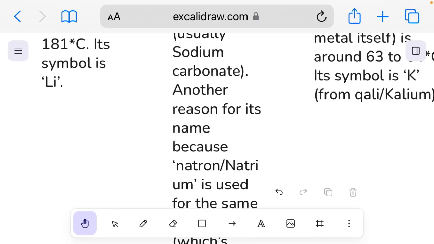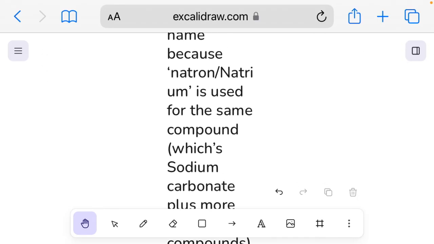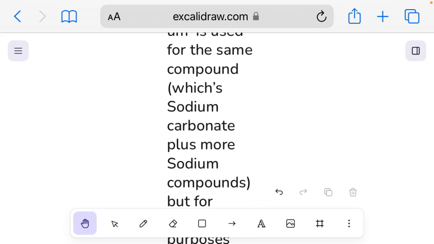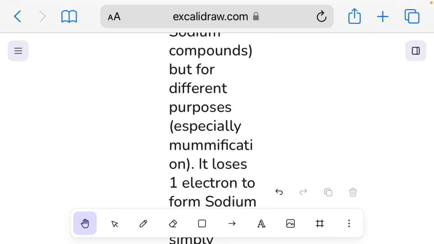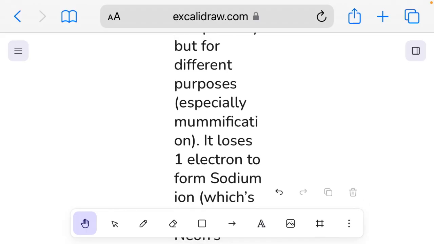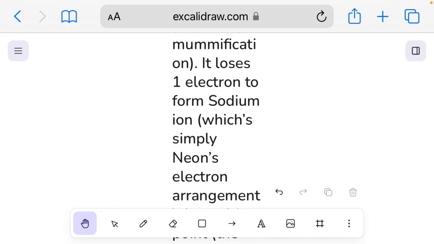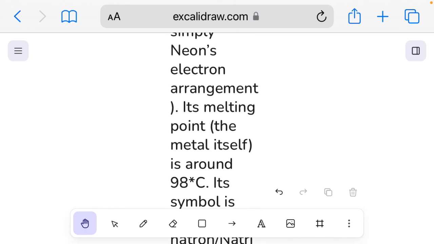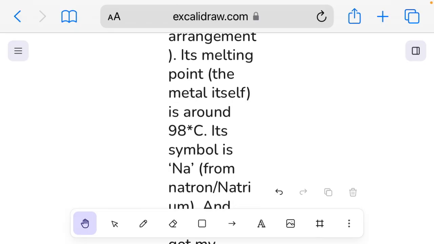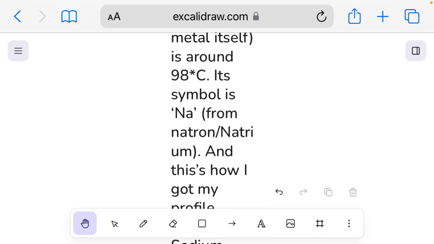Another reason for its name is that natrium is used for the same compound, which is sodium carbonate, plus more sodium compounds, but for different purposes, especially mummification. It loses 1 electron to form a sodium ion, which simply has neon's electron arrangement. Its melting point, the metal itself, is around 98 degrees Celsius. Its symbol is Na, from natrium.